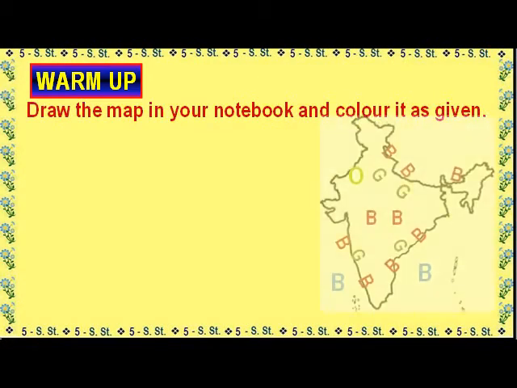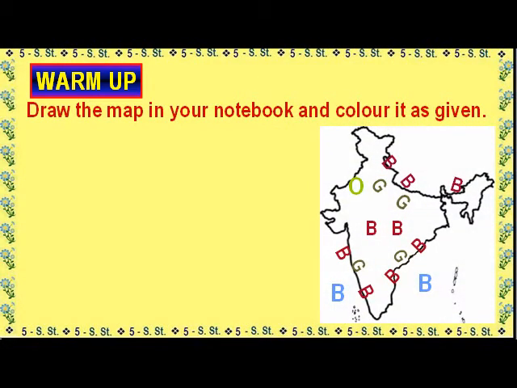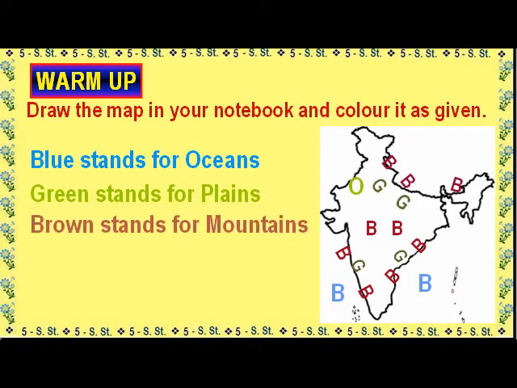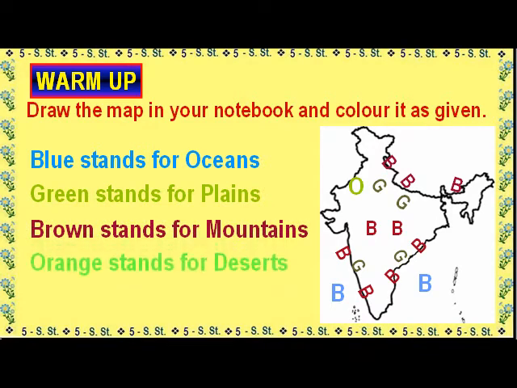Warm up. Draw the map in your notebook and color it as given. Blue stands for oceans, green stands for plains, brown stands for mountains, orange stands for deserts.